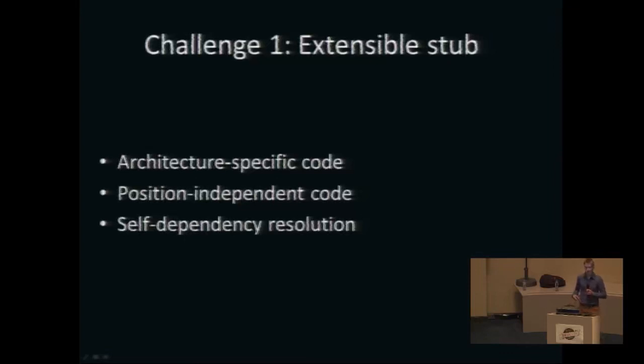Moreover, to remain as generic as possible, we wanted our stub to be injectable anywhere in the process, not just at a certain location. So we must maintain position-independent code. And last but not least, we can also not rely on the Windows operating system to, for example, fetch us the addresses of Windows API functions. So we must do that ourselves through self-dependency resolution.